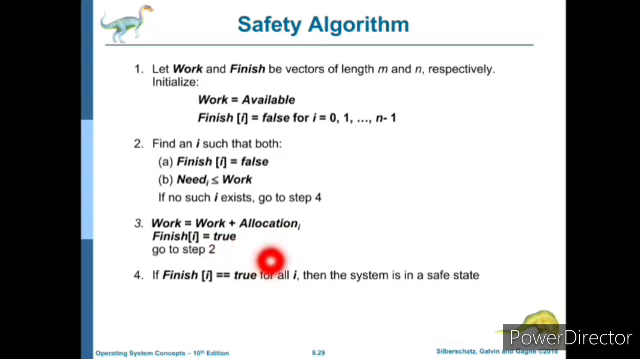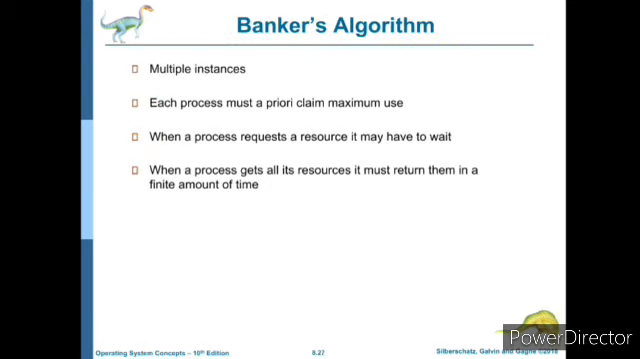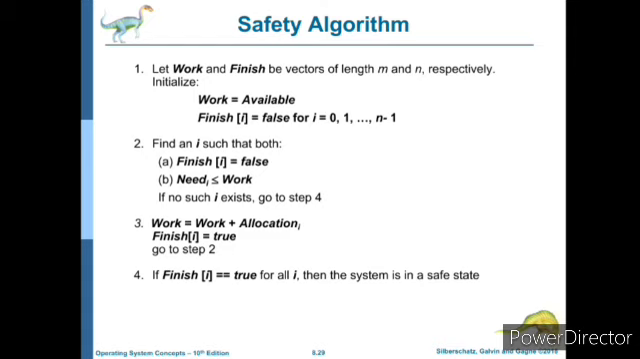Okay, if Finish[i] is true for all i, that is, if all the processes finished their tasks, then the system is in a safe state. That is, here we need to find out the safe sequence for the processes. If all the processes are in the safe sequence, then the system is in a safe state. Otherwise, the system is in an unsafe state.